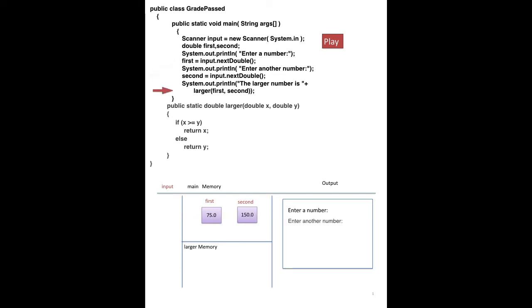Then the method larger is called. A copy of first is copied into x, and a copy of second is copied into y. Then the method compares if x is greater than or equal to y. This is false, so it returns y, and this value is returned and displayed.